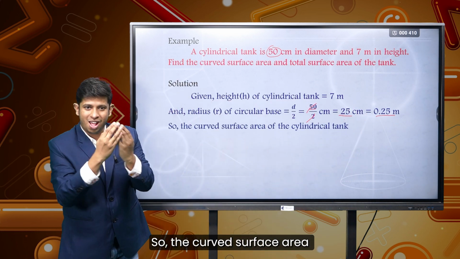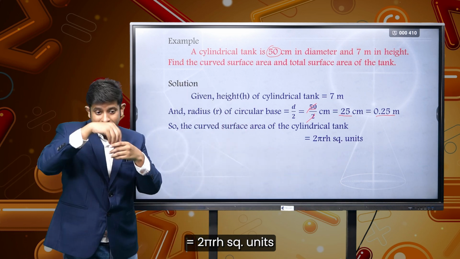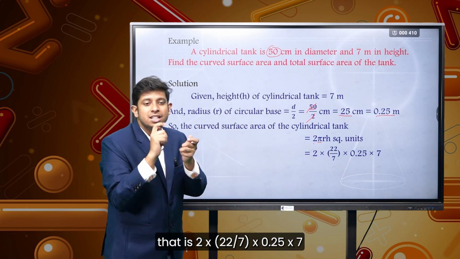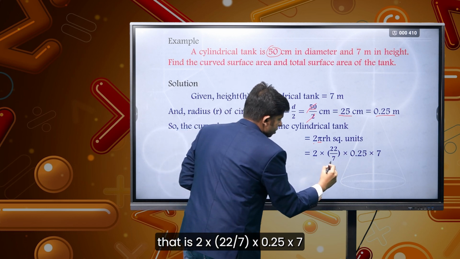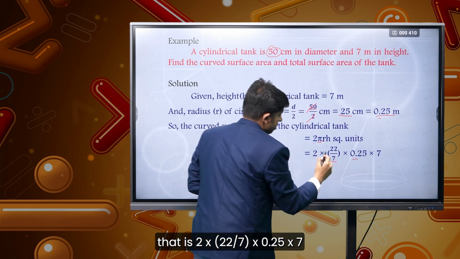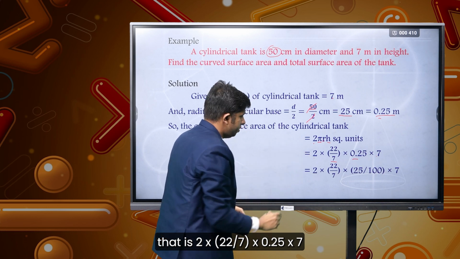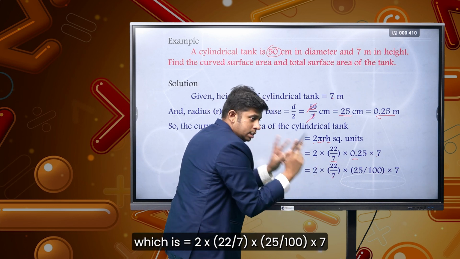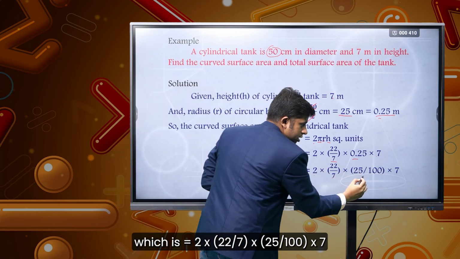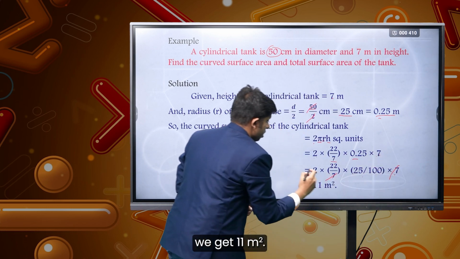So, the curved surface area of cylindrical tank is equal to 2 pi r h square units. Now substitute all the values in the formula, that is 2 into 22 by 7 into 0.25 into 7. Which is equal to 2 into 22 by 7 into 0.25 can be written as 25 divided by 100 into 7. Now, by simplifying, we get 11 meters square.